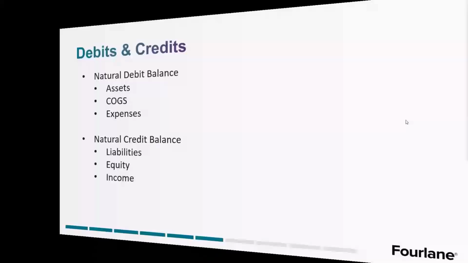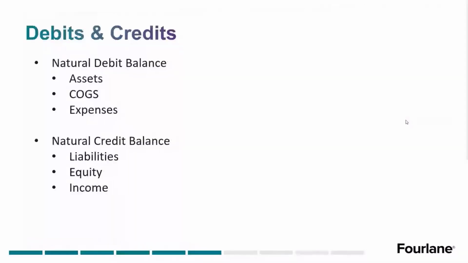All right, debits and credits. What are debits and credits? So in the accounting space, debits and credits are basically the two sides of a transaction moving amounts from one account to another, right?